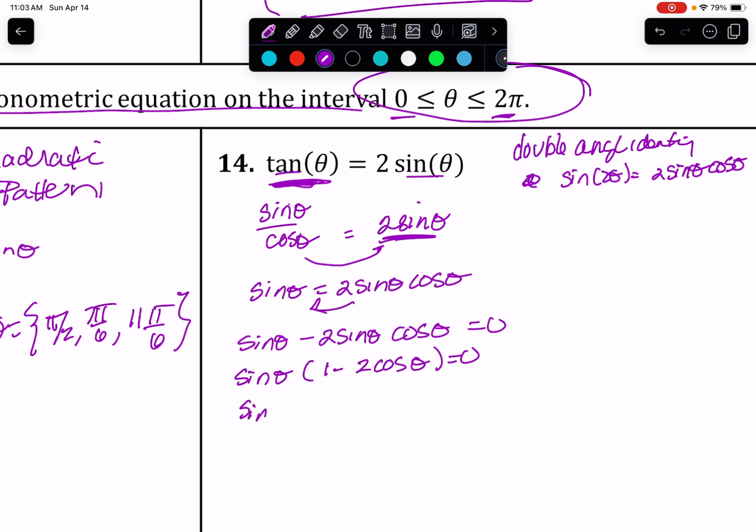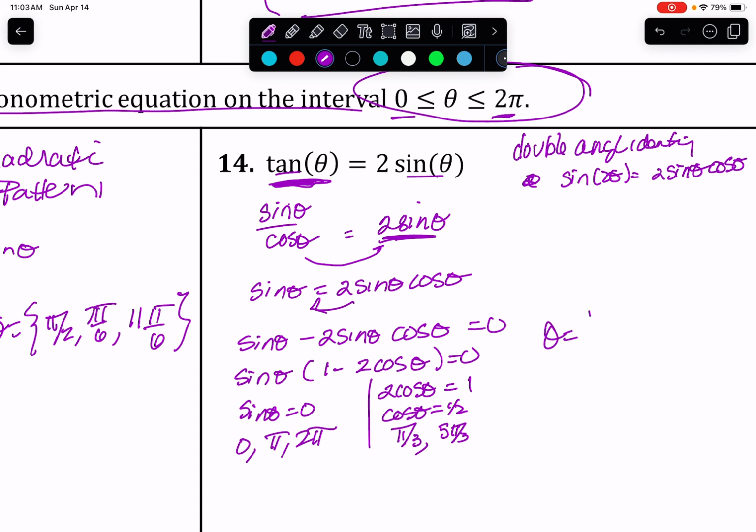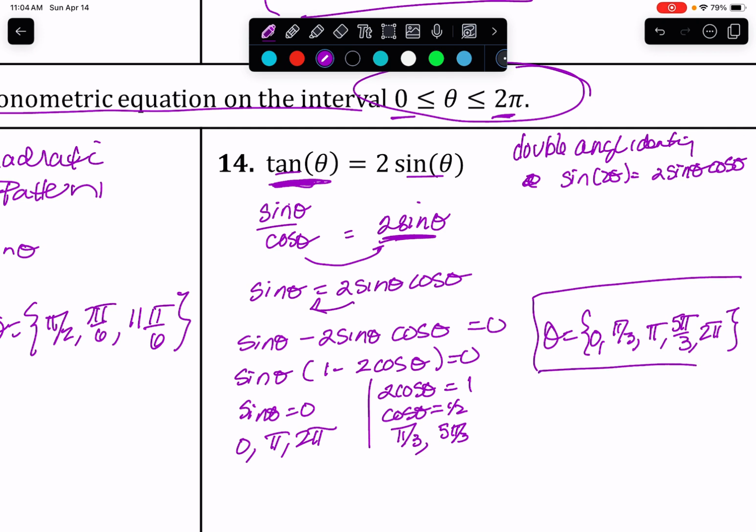Okay, so sine theta equals 0 at 0, pi, and also 2 pi, because remember it's included. And then we have 2 cosine theta is equal to 1, so cosine theta is a half at pi over 3, and it's also positive at 5 pi over 3. So theta would be equal to 0, pi over 3, then pi, then 5 pi over 3, and then 2 pi. All right, so there is number 7 through 14.